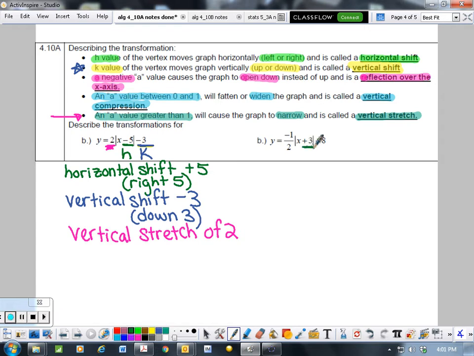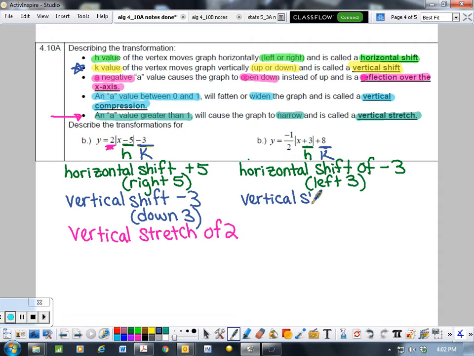Let's look at our H is +3. So our H is a horizontal shift of, and then we change the sign with the horizontal ones, remember? So this is -3, which means I'm moving left 3. Then we have our K. That's going to tell me my vertical shift. So my vertical shift is 8, which means we're going to move up 8.